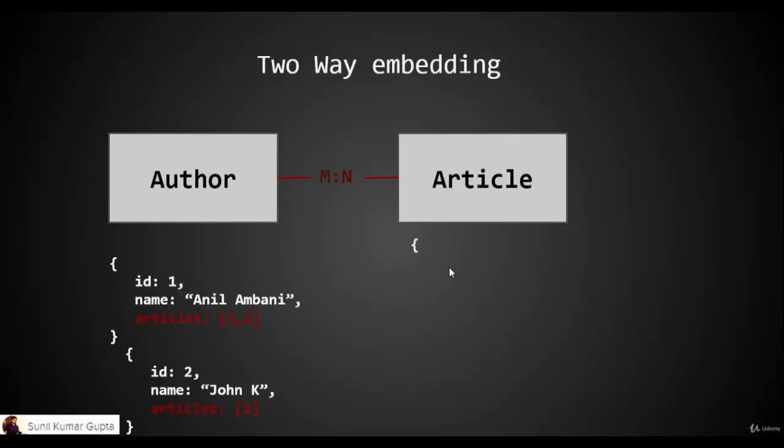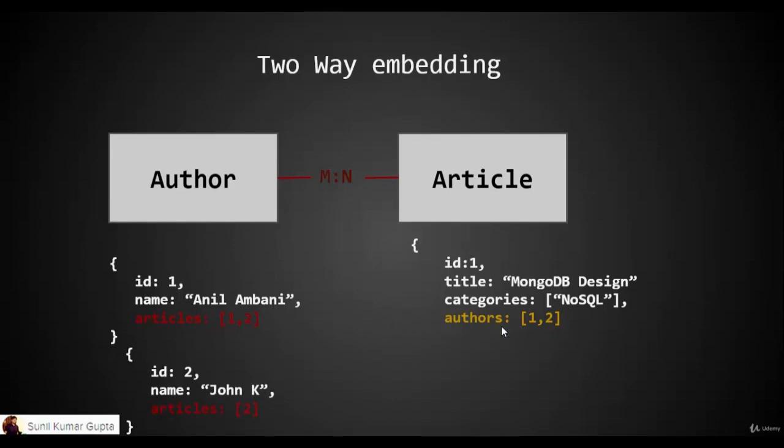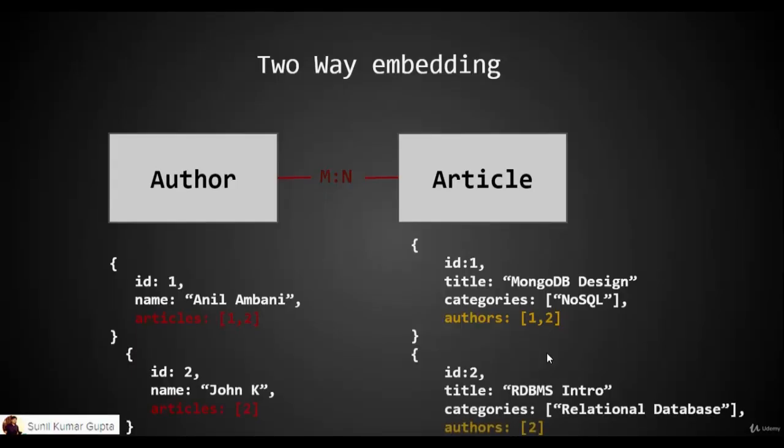In the same way, if we look at the article document, it has an id, title and categories, and then it has the authors embedded in it. In the author document we are referring to articles, and in the article document we are referring to authors. We have the second article, which is written by the second author. So this article has authors one and two, and this article has only the second author. In this way we are achieving two-way embedding.